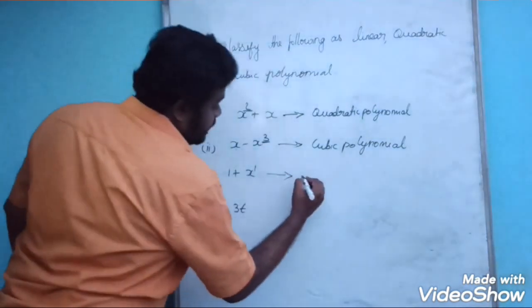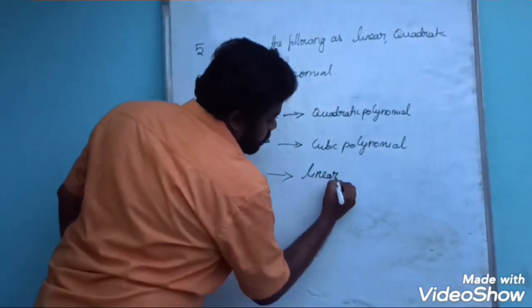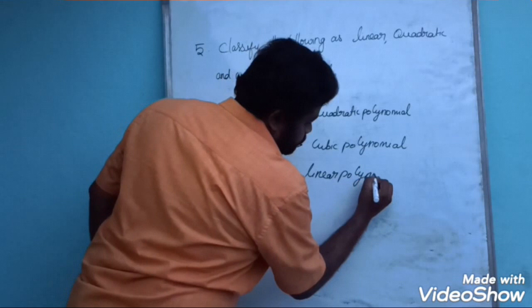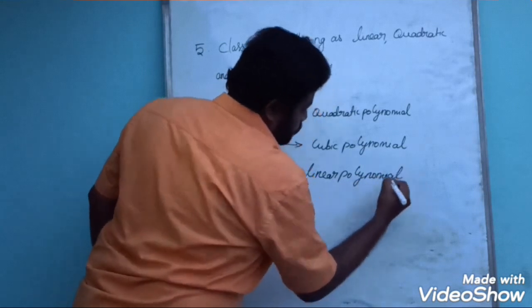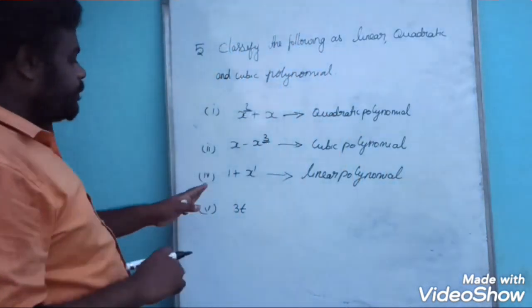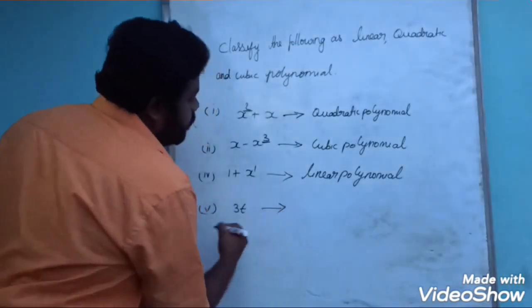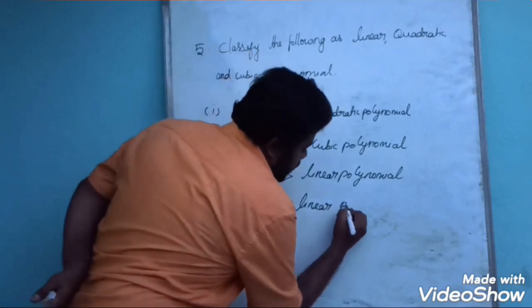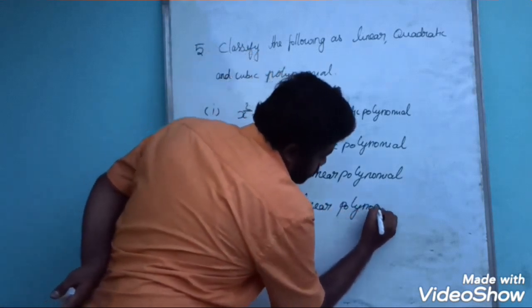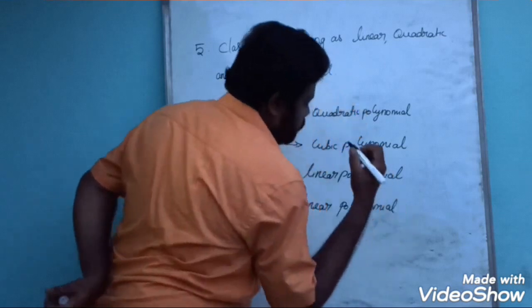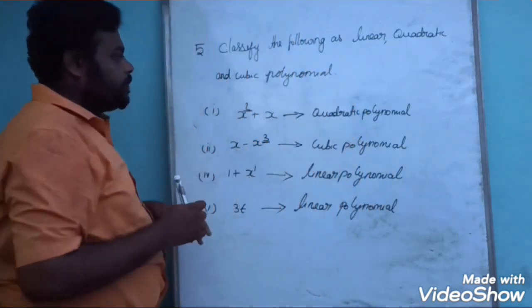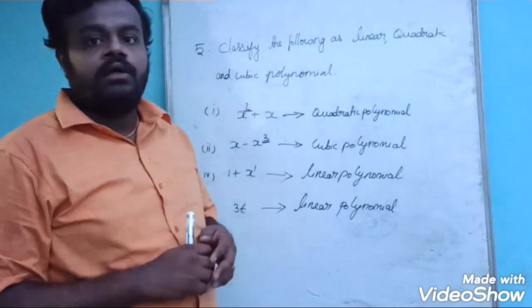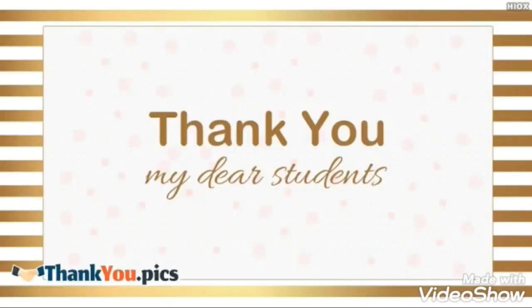And then in this expression there is only one variable with the power 1. So we say it is a linear polynomial. Here only one term is there with the power 1. This one is also a linear polynomial. So the remaining sums in the exercise are homework. Do it at home itself.